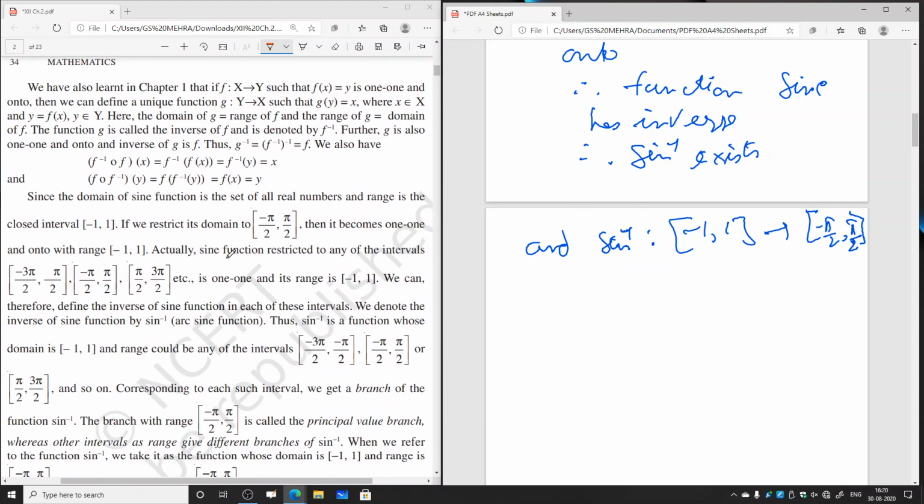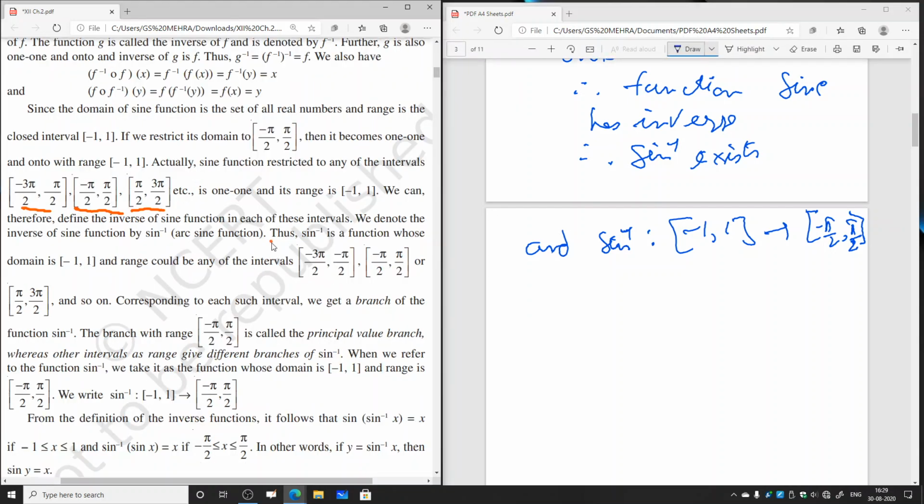So here we see that if we restrict the domain to the closed interval -π/2 to π/2, then it becomes 1 1 and onto. Not only this, if the sine function is restricted to any of the intervals with a difference of length π, that is -3π/2 to -π/2, then -π/2 to π/2, which we have already taken, and π/2 to 3π/2, and so on, then also it will be 1 1 and onto.